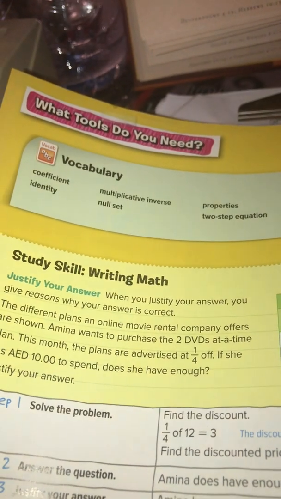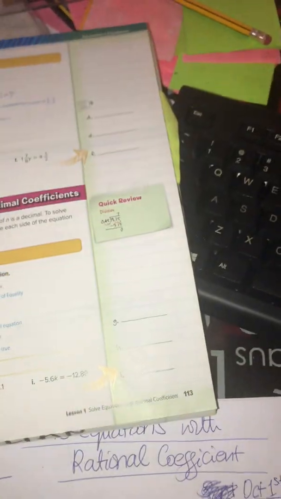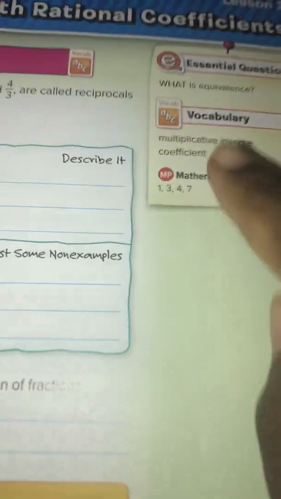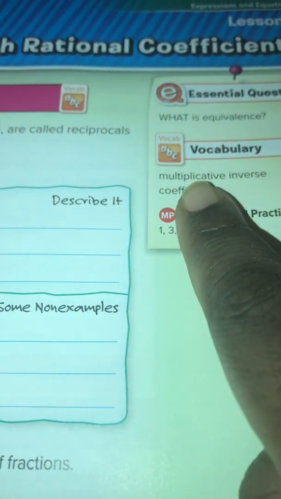Some of this vocabulary you've already seen in grade 7. And try this by yourself. Alright, let's begin. So in this lesson, the vocabulary that we must know is multiplicative inverse and coefficient.